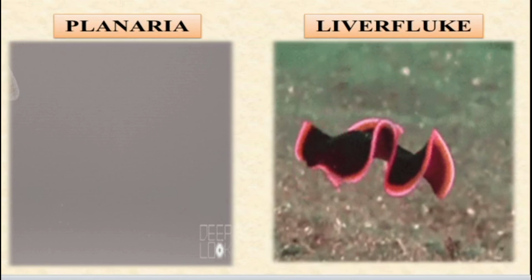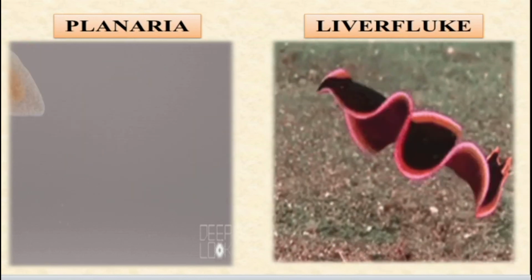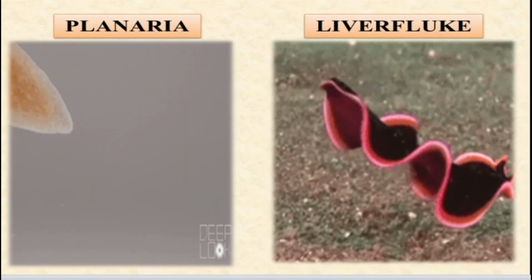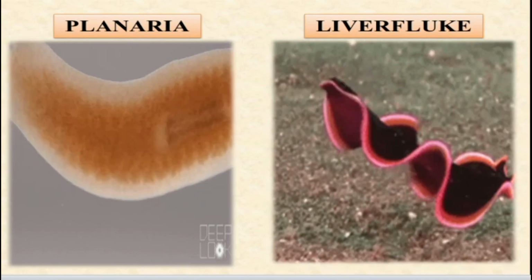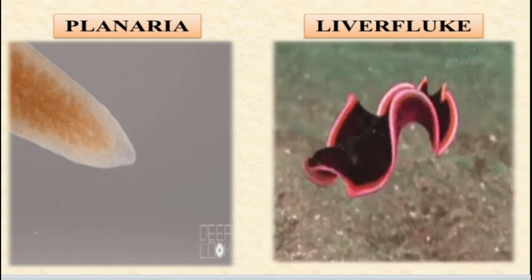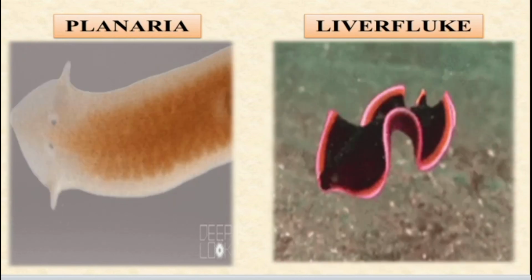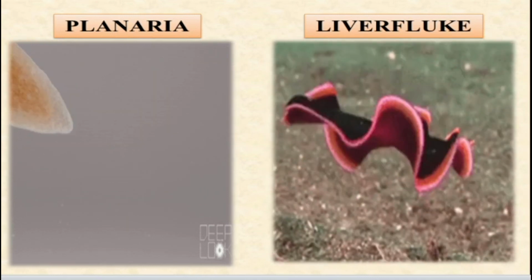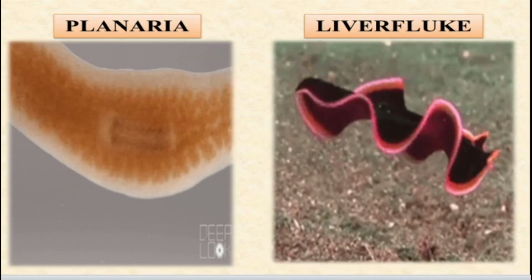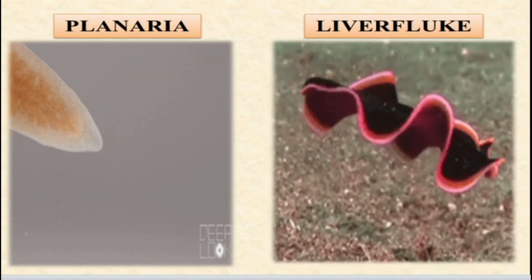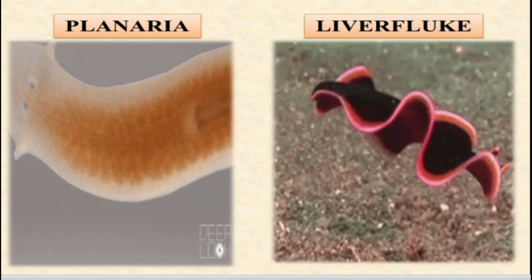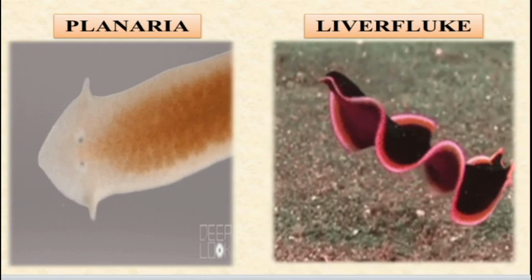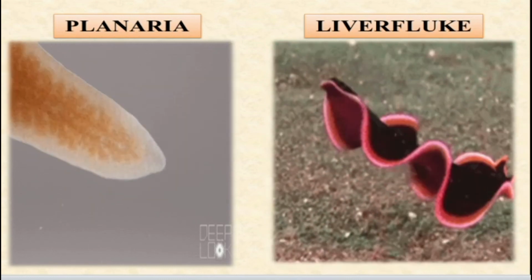Now you can see a few examples of Platyhelminthes: planaria and liver fluke. Both are flat, very thin, leaf-like, and also ribbon-like in structure. The circulatory, respiratory, and skeletal systems are absent. They belong to the animal kingdom. Yes, they are hermaphrodites. Both male and female sex organs are present in the same individual, so it is called a hermaphrodite.